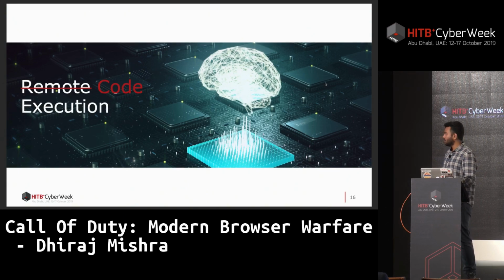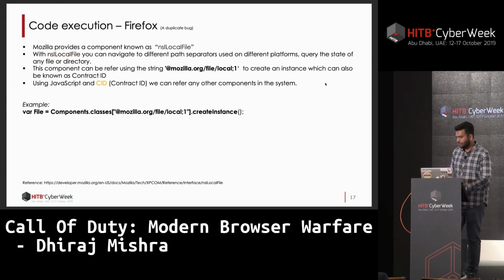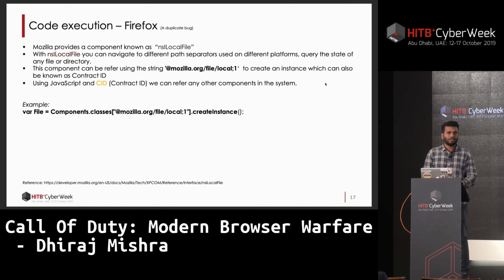Moving on to the next one, we'll talk about code execution. I figured out this vulnerability in Firefox, but it was a duplicate bug. The reason why it was a duplicate is that the Firefox team was already familiar with this, and they were already maintaining a track to mitigate this issue. The approach to find this vulnerability was reading the developer documents of Firefox, and I figured out that Mozilla provides a component called nsILocalFile. Now it's a component basically.